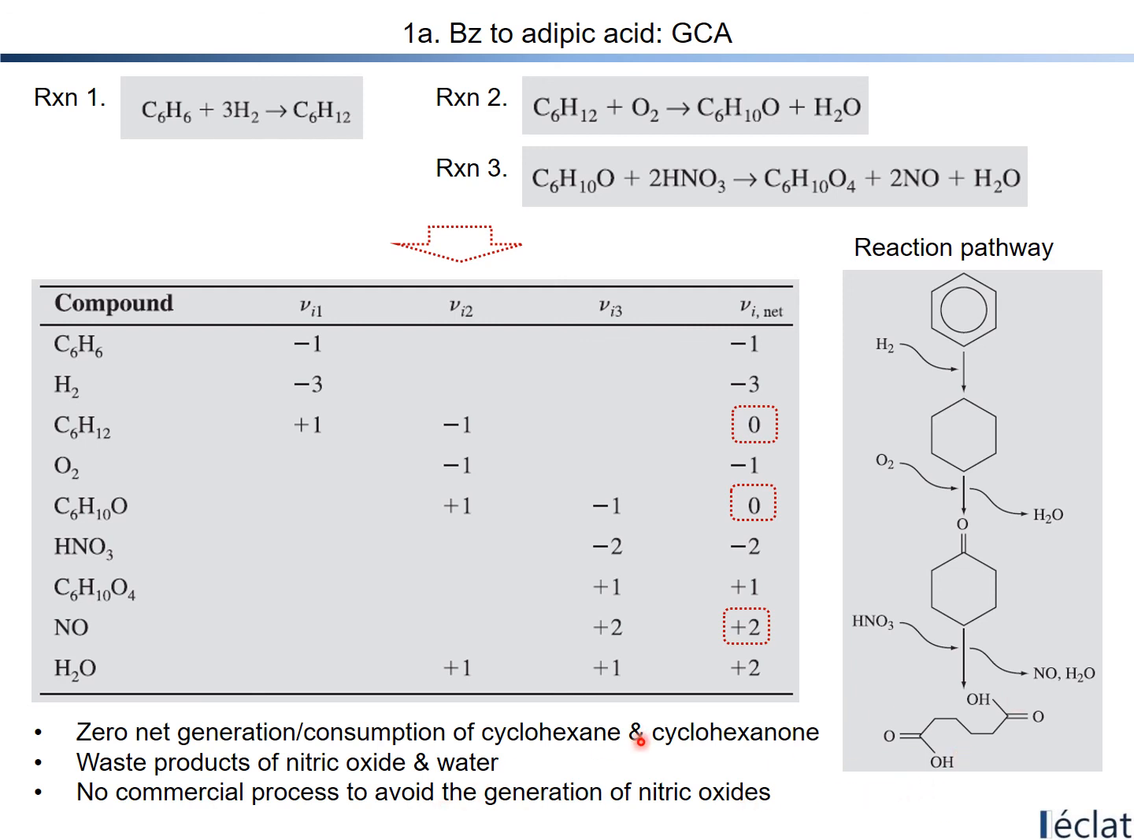So I hate this NO, and I will try to remove this NO, but unfortunately there is no commercial process to avoid the generation of nitric oxides for making the adipic acid. So we should have nitrogen or nitric oxide in the product stream. So please calculate the RP molar ratio or BP molar ratio by yourself.